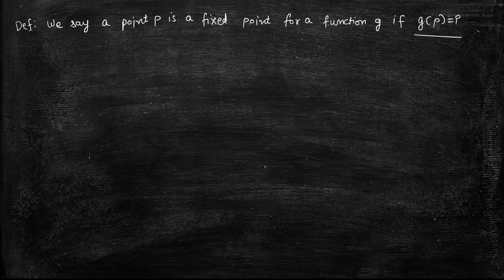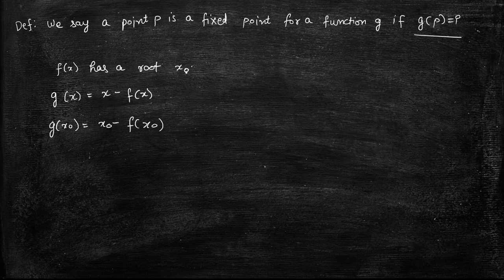Now you might be thinking how to apply this method to find roots of an equation f(x). So let us consider an example. Let us say f(x) has a root x naught. We can define g(x) as x minus f(x). So will x naught be a fixed point of g(x)? Let us see. I calculate g of x naught. It will be equal to x naught minus f of x naught. But we know x naught is a root of f. Therefore, f of x naught is equal to 0, so this is equal to x naught. This implies g of x naught is equal to x naught.